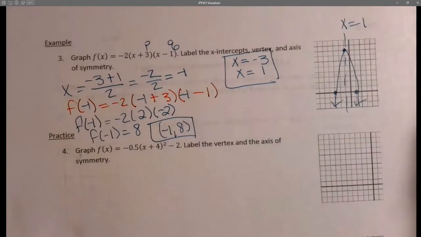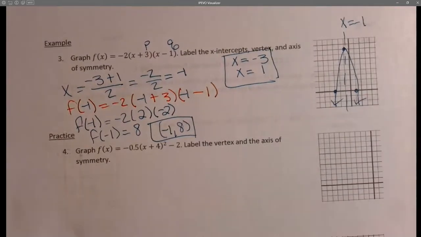Okay, so what I want you guys to do is take a few minutes to pause the video and work on the practice problems down below. I will wait a few seconds to give you time to pause, and then I will continue on with that.